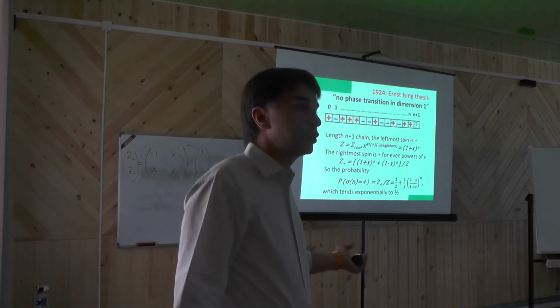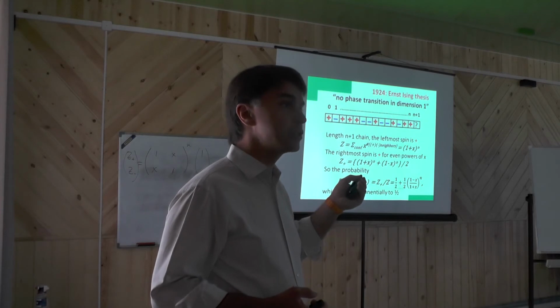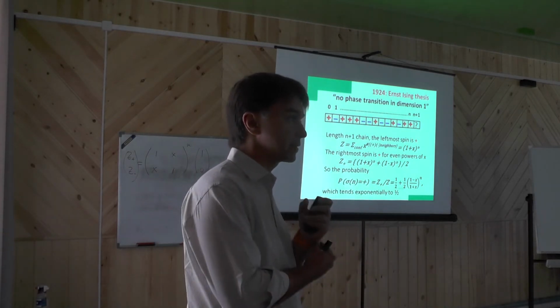So you need just to calculate two eigenvalues. The two eigenvalues for this matrix are not equal. So essentially the largest eigenvalue will attract very fast, exponentially fast, what happens.